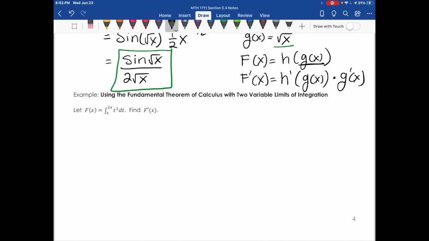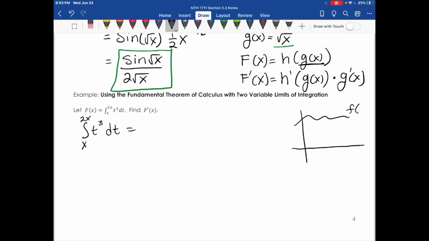So in order to use the fundamental theorem of calculus, we have to have a constant as the lower limit and then x as the upper limit. So we're going to have to rewrite this function in a way that we can use the fundamental theorem of calculus. So I'm going to first start off by rewriting the integral from x to 2x of t to the third dt as two integrals.